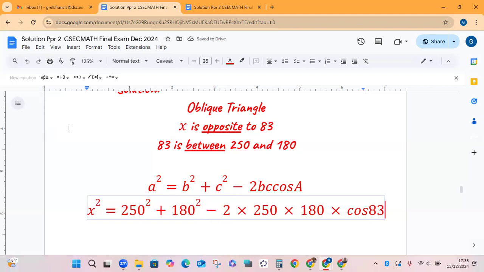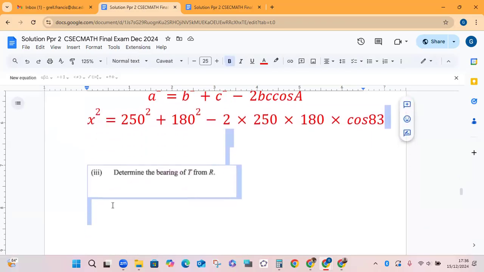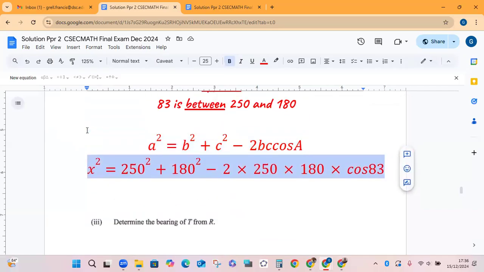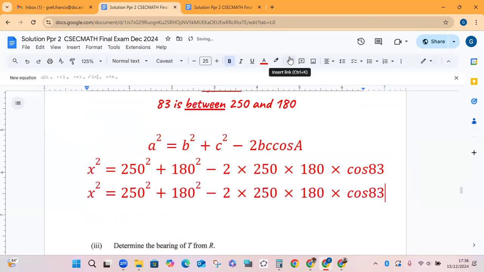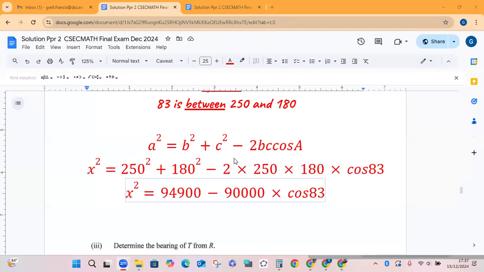You can type this straight off in your calculator and you will get your answer. But let's go step by step. Let's do 250 squared plus 180 squared. But practice typing this one time in your calculator to get x squared in one attempt. Please practice this. Very important to save time. Now 250 squared plus 180 squared gives me 94,900, and 2 times 250 times 180 gives me 90,000.